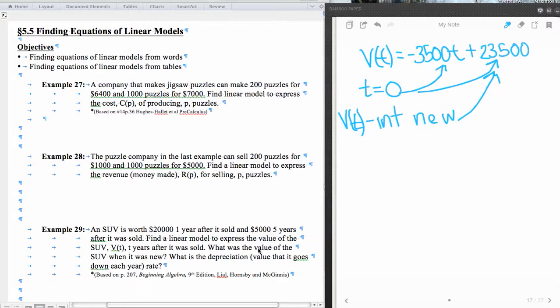And then what is its depreciation, the value that it goes down each year? Well, going down each year, that is our slope. So this is the rate of depreciation. And so the rate of depreciation is the slope there. And we've talked about these things before, so hopefully you remembered from our discussions before. But if you didn't, hopefully now you have a better idea.